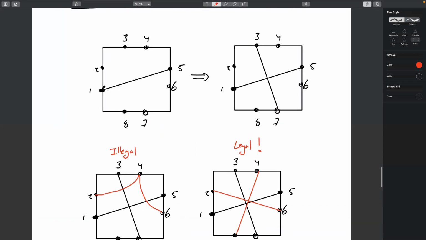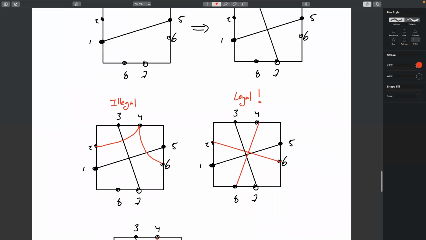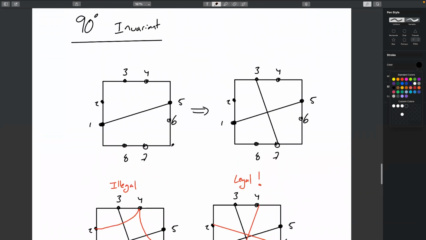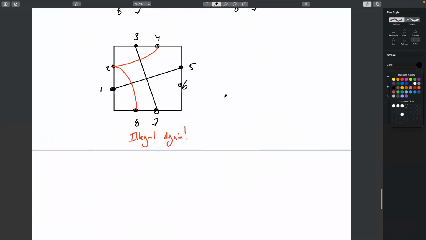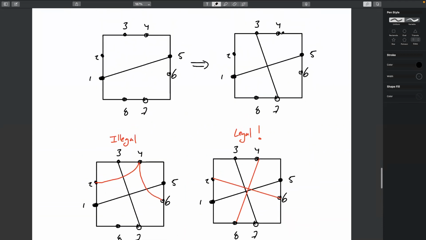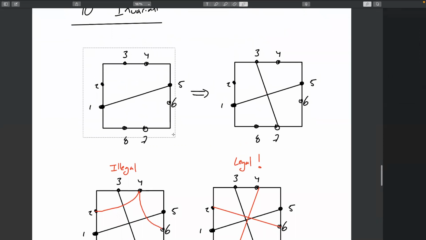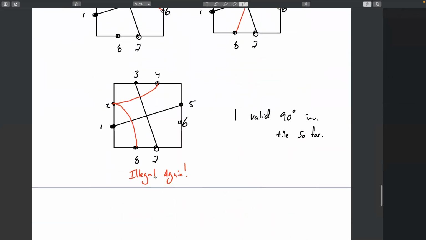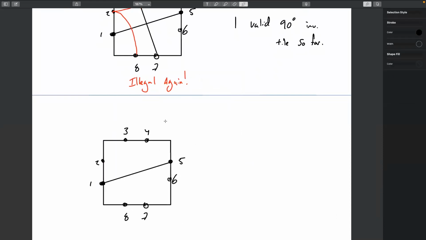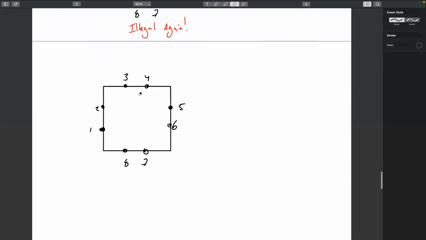Okay, so if 1 is going to connect to 5, we only have 1 valid tile in that case. So out of all this work, we got one valid tile. 1 valid 90-degree invariant tile so far. But now let's say 1 doesn't go to 5. So I'm going to take this and let's investigate what can happen. Okay, so let's say what's ruled out so far. 1 cannot go to 5.